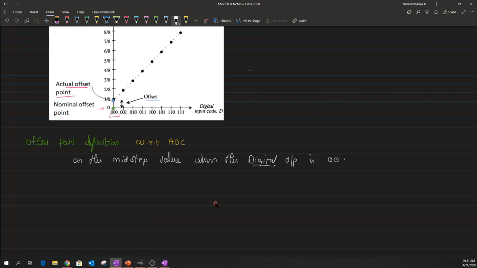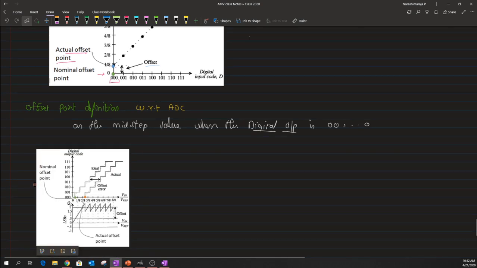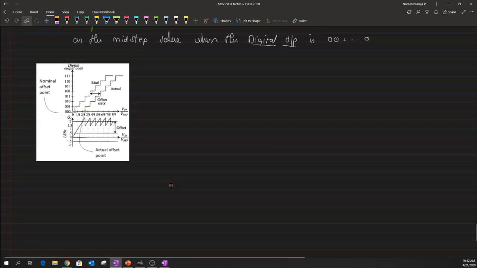This is with respect to the ADC, where we know that an ADC takes in an analog input value and spits out a digital output. So we have to read the offset point when we have a digital output of 0 0 0. With that definition, let me again try to pull out this picture and expand it.